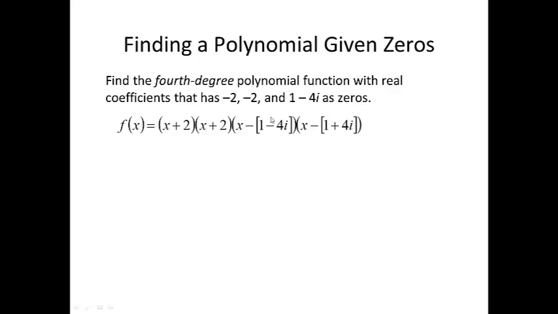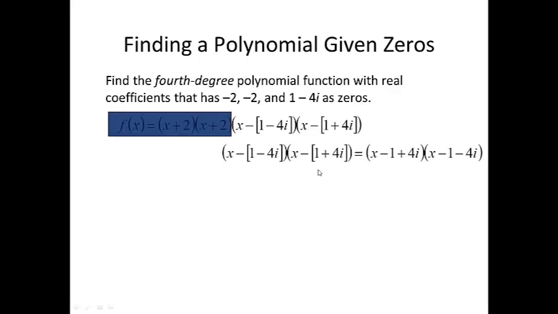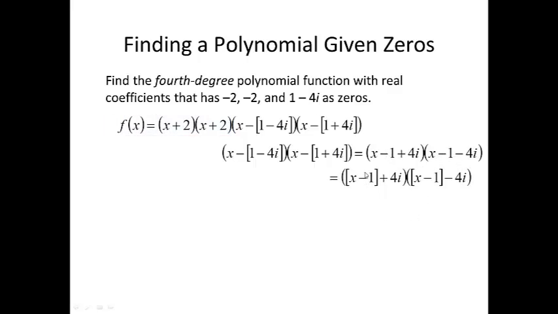Alright, now I'm going to FOIL this, and you have to be real careful. I'm going to ignore this for a second, and we're just going to do this part right here. I'm going to distribute this negative sign. So I'm going to get x minus 1 plus 4i, when I distribute the negative sign, and then x minus 1 minus 4i. Now I can see that this is a difference of squares if I regroup the x minus 1. So if I regroup the x minus 1, I have this thing here plus 4i, and this thing here minus 4i. So there's my difference of squares.